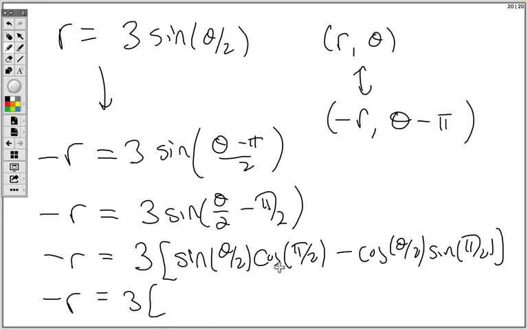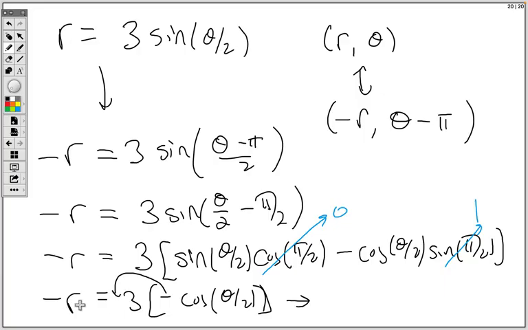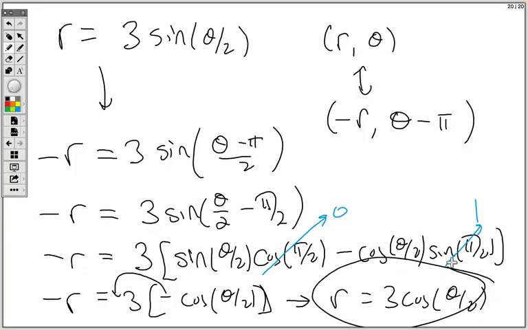The cosine of pi over 2 is 0. The sine of pi over 2 is 1. So I get 3 times negative cosine theta over 2. And the negatives would cancel, and I would get r equals 3 cosine theta over 2, which is the exact equation of the quote-unquote other curve. But it really is the same curve.